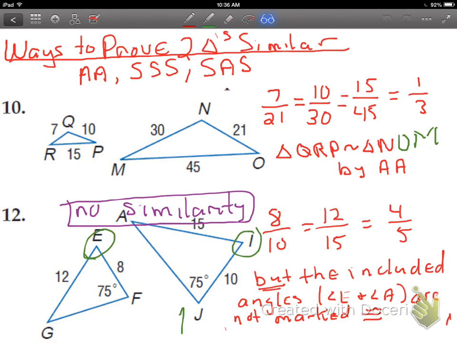On number 12, there's no similarity here. The sides are in the right ratio, they equal each other, they are proportional, but we don't have the correct angles to apply side, angle, side. We would need the two angles I've circled in green, angle E and angle I, to be congruent to make the triangles similar by side, angle, side. But as they're sitting, they are not similar.